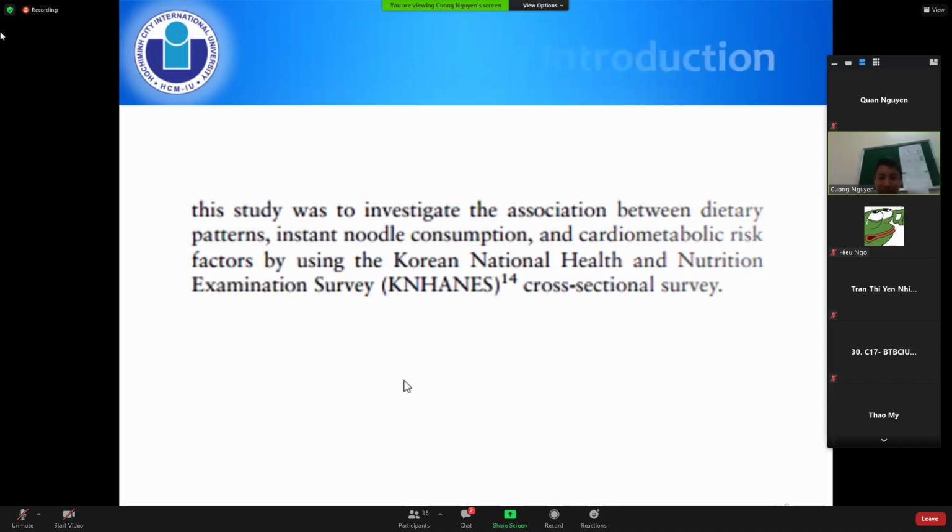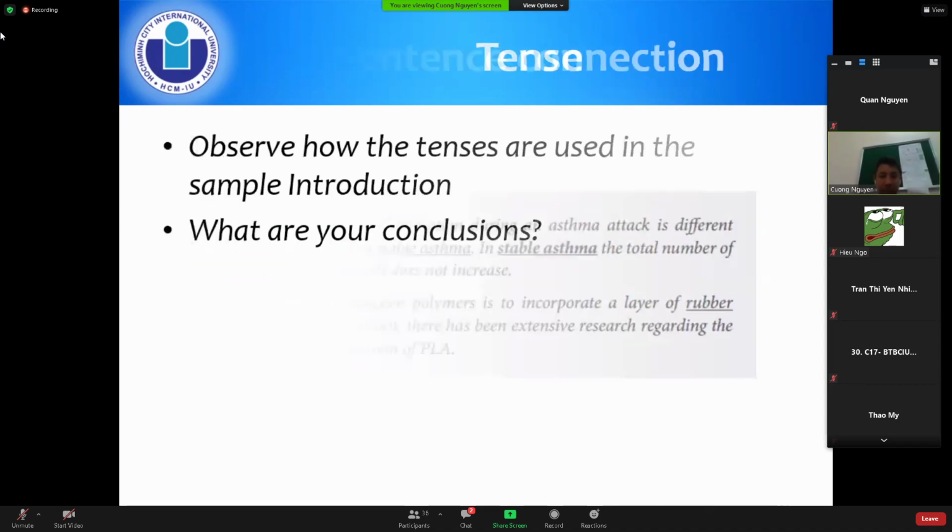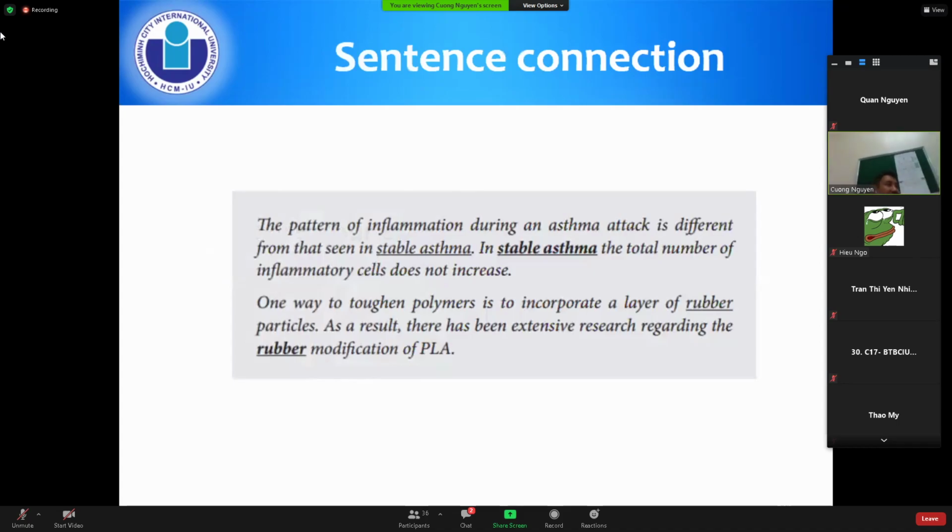Okay, let's move on. Okay, sentence connection. You know, it's just theory now. But if you read the sample again, you notice that the sentences are very well connected in different ways. It could be some very obvious linking devices, or there could be content connection as well.